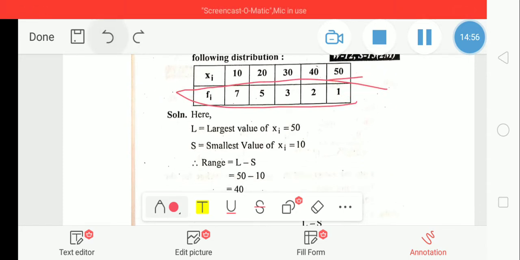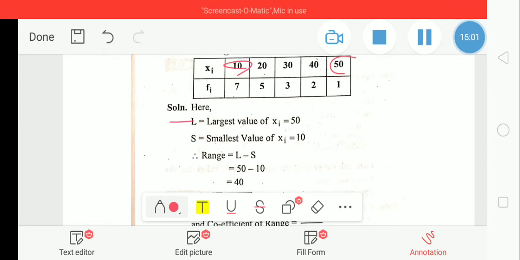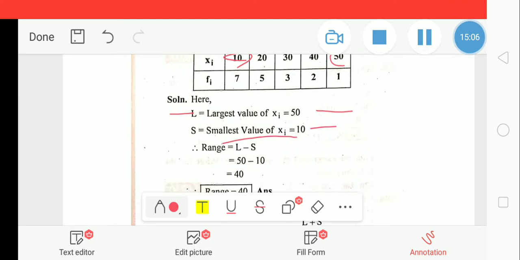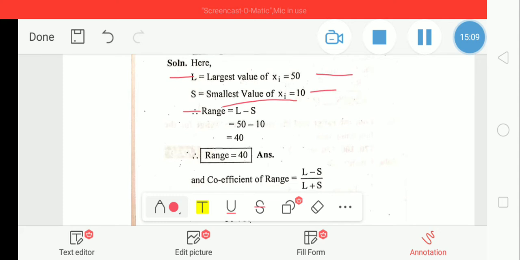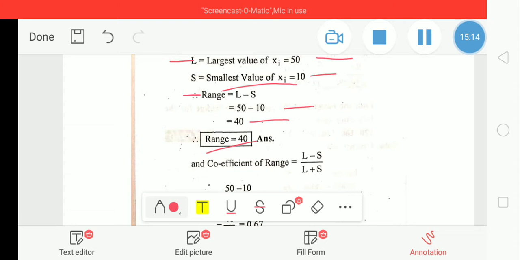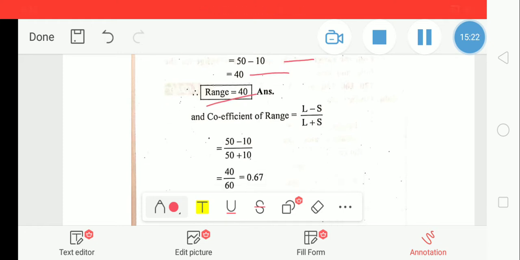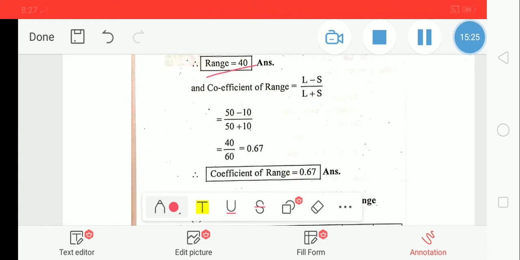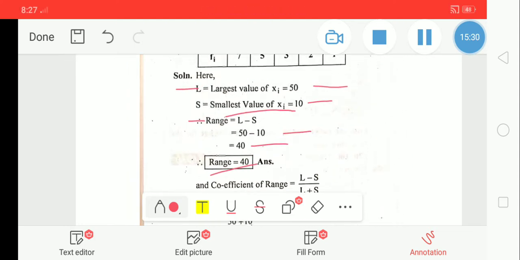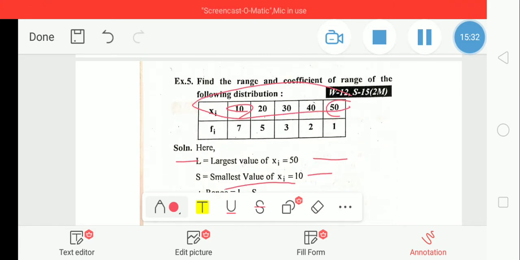So in that distribution, the highest value is 50 and the smallest is 10. So the largest value of Xi is 50 and the smallest value of Xi is 10. So range is equal to L minus S, that is 50 minus 10, which is 40. So the range of this distribution is 40. Now find the coefficient of range, that is L minus S divided by L plus S. So 50 minus 10 divided by 50 plus 10, so 40 divided by 60 means 0.67. So the coefficient of range of this distribution is 0.67.